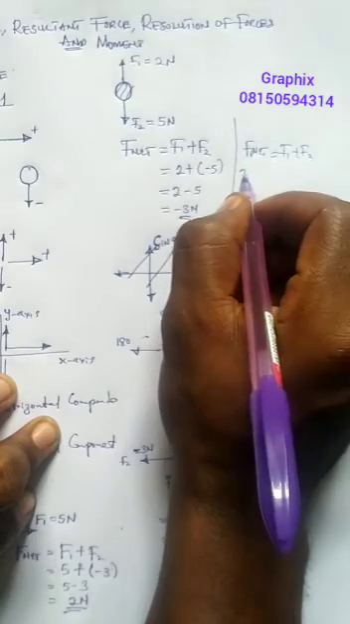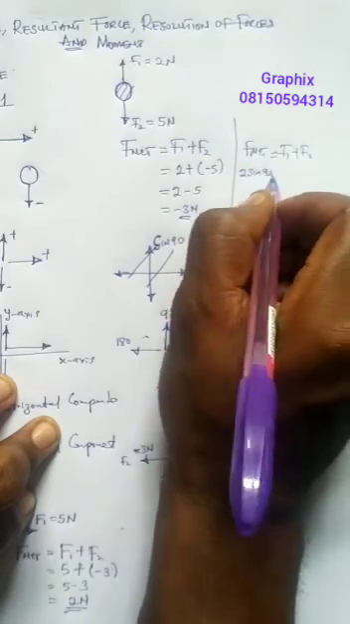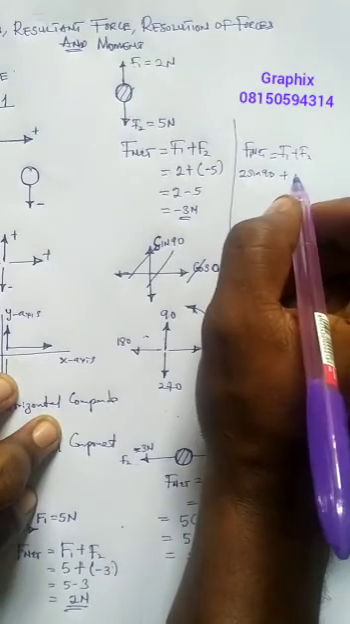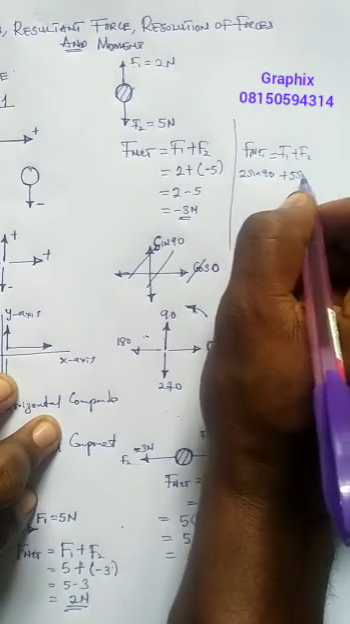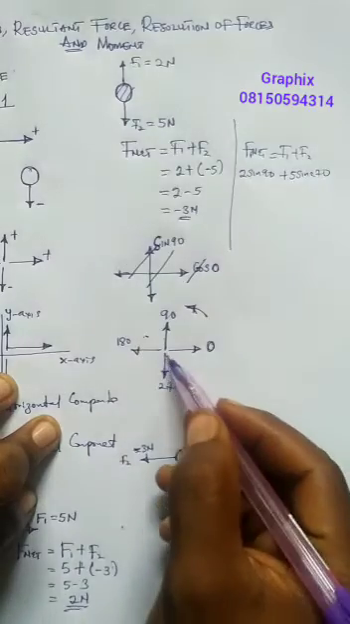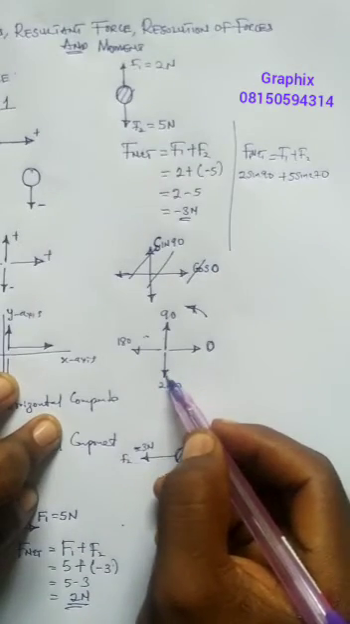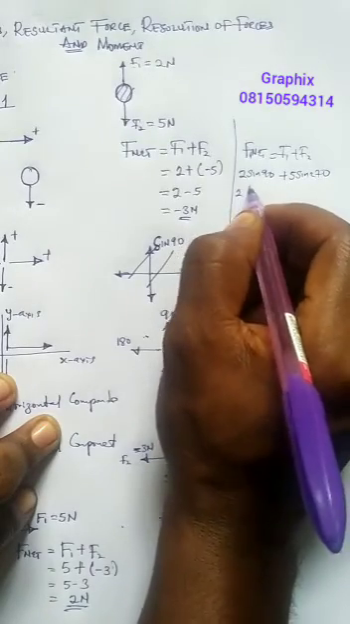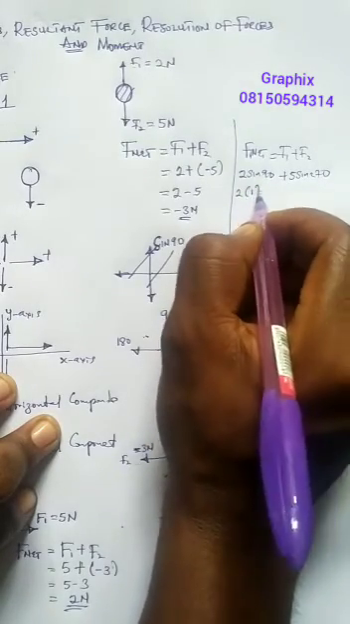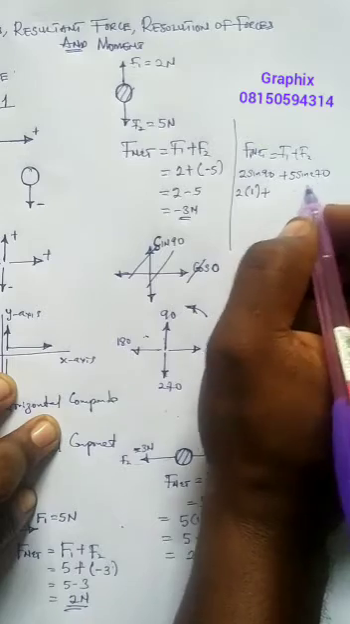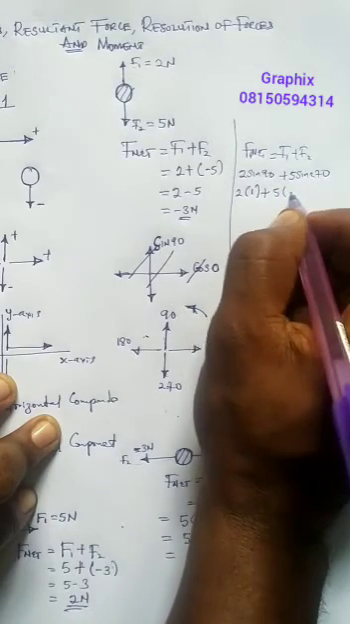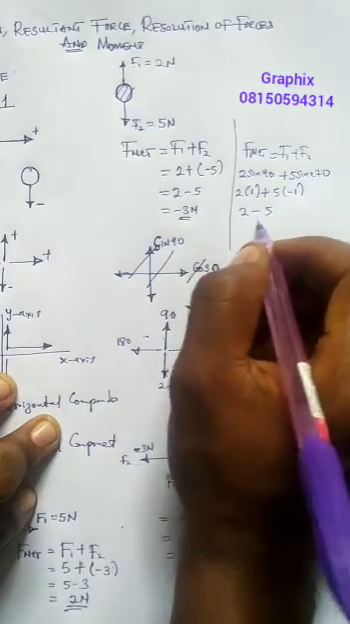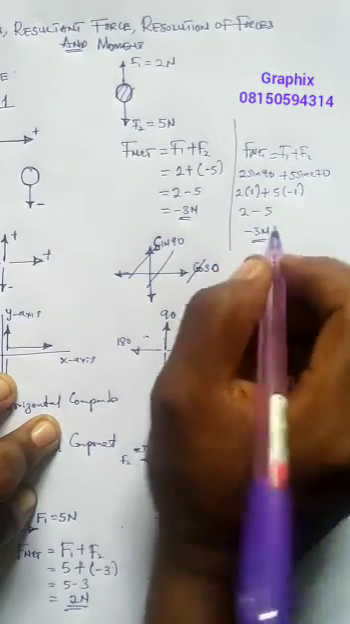So F1 is 2 sine 90, plus F2, which is 5 sine 270, because the force facing downward is at an angle of 270 degrees. Sine 90 is 1, so 2 times 1, plus sine 270 is minus 1, so 5 times minus 1. This gives me 2 minus 5, which is minus 3 Newton.